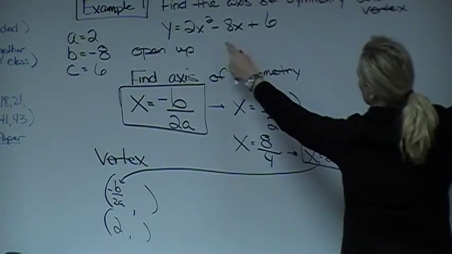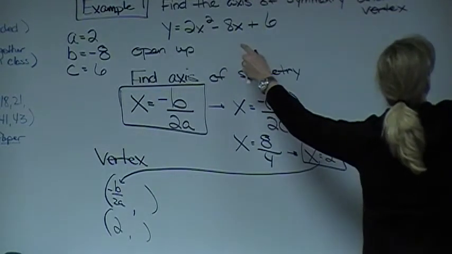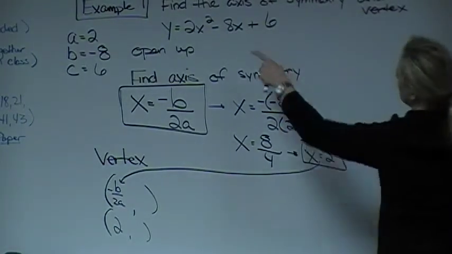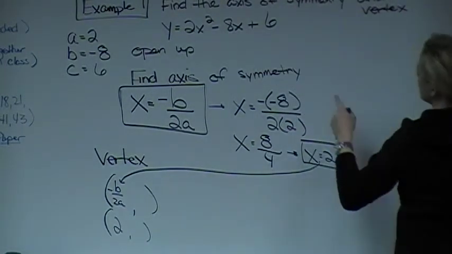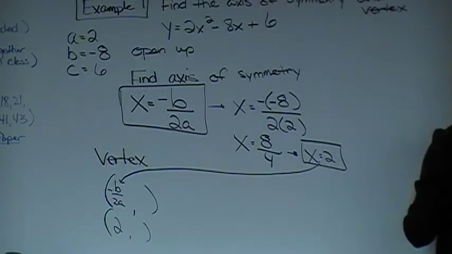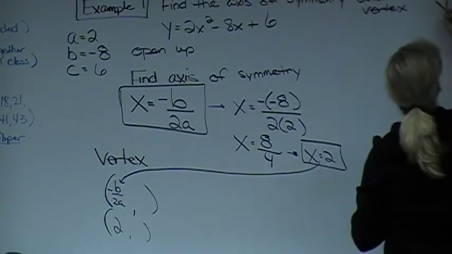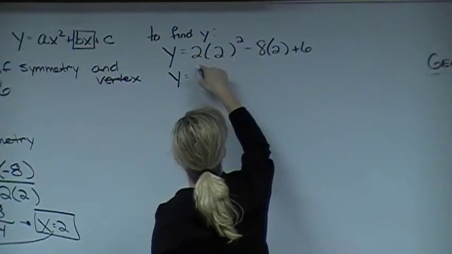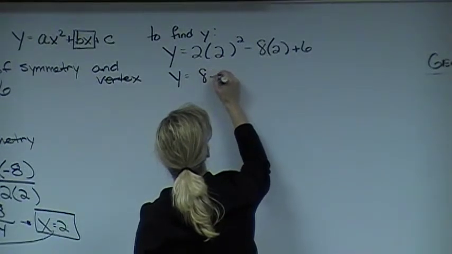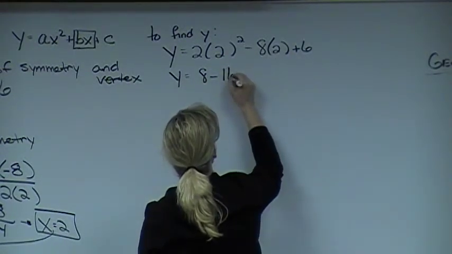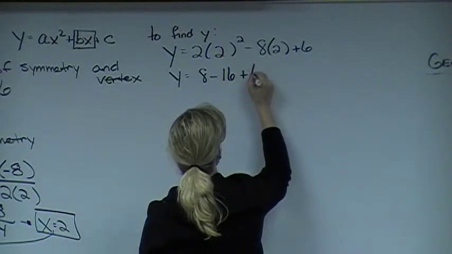I'm going to go y equals 2 times, in parentheses, 2 squared minus 8 times 2 plus 6. Okay, so y equals 2 squared is what, class? 4. 4 times 2 is 8, minus 8 times 2 is 16. So I've got 8 minus 16 plus 6.